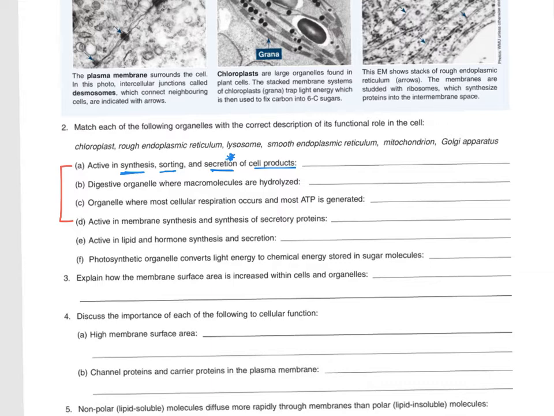So anytime we're talking about sorting, the Golgi apparatus is the post office of the cell, right? So anytime we're talking about secretion and packaging and sorting, we're thinking Golgi, all right? So digestive organelle, I hope that's easy for everybody. What is it? Lysosomes.